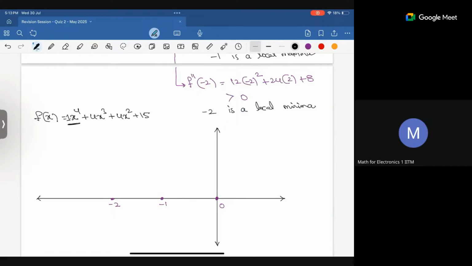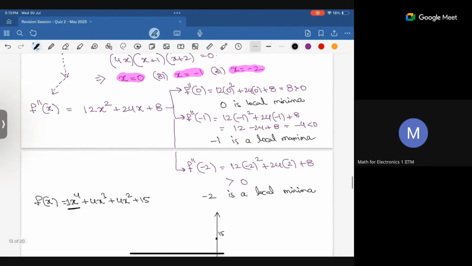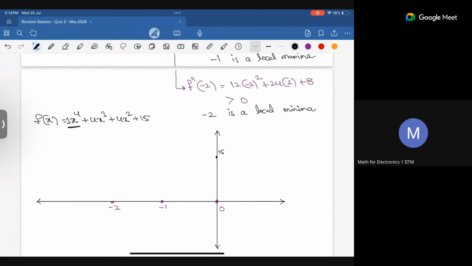At 0, you can clearly see the value is 15, and that is the local minima. If it is a local minima, then around x equals 0, to the left or right, the function value should increase. That means the function will look like this around this point. And as x tends to infinity, we saw that this will go to infinity.